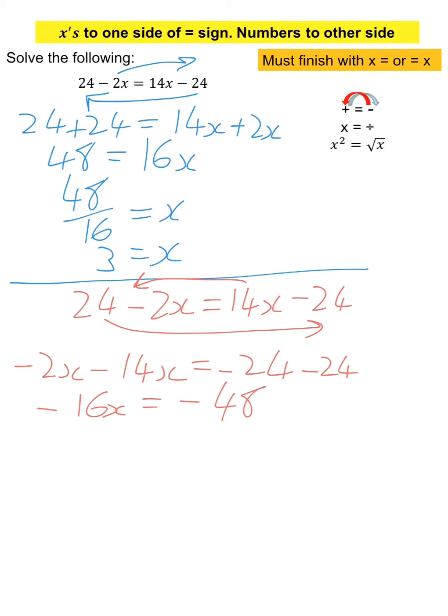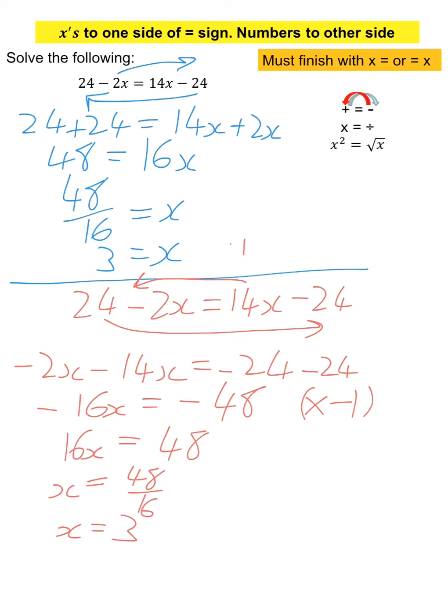So you can see now that you have a minus in front of our x's. So to get rid of that, you have to multiply everything by minus 1. So minus 16x times minus 1 will be 16x. And minus 48 times minus 1 will be positive 48. Now let's divide by the number in front of x. So x equals 48 over 16. X is equal to 3. So again, the exact same answer.